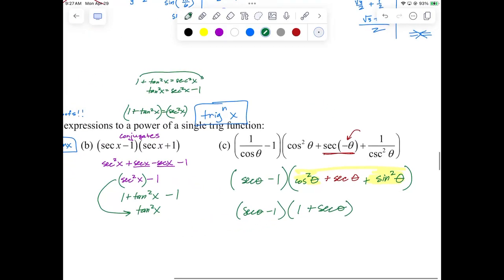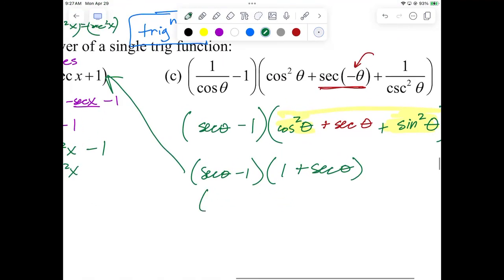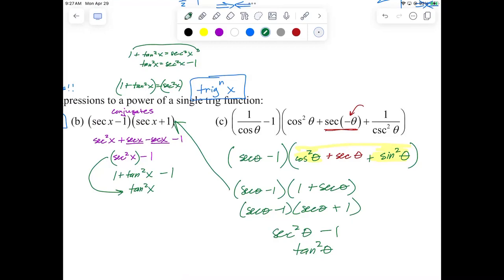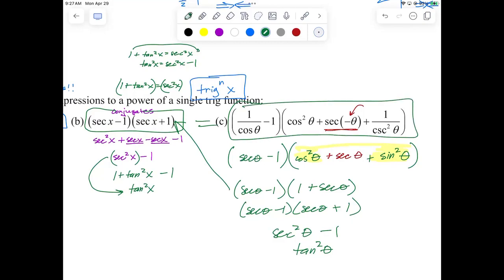Oh my gosh, now what have I turned it into? I've kind of turned it into part B, haven't I? If I call that secant of theta minus 1 times secant of theta plus 1, if I commute those two terms, when I distribute, I get secant squared of theta minus 1, which is tangent squared of theta. So those two actually ended up going down the same road at the very end. In fact, this thing right here on the left is an identity to this thing on the right. They're exactly the same. They both equal tangent squared of theta.